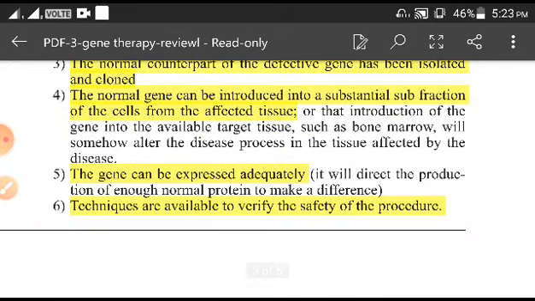The gene can be expressed adequately. From the beginning we have been discussing the adequacy of the expression of the gene. That's why they are using retroviruses and all. The gene expression should be adequate, then only you will get the results. Techniques are available to verify the safety of the procedure, and if you are using the method, you should have all the related information, with all the safety available for that method.